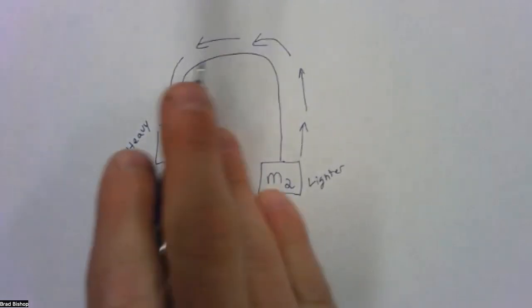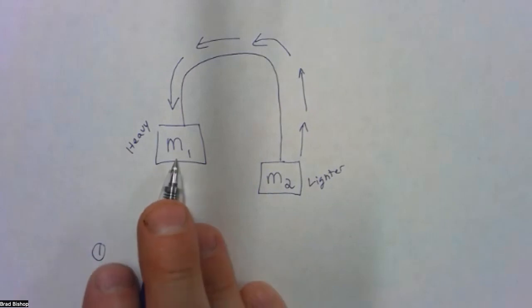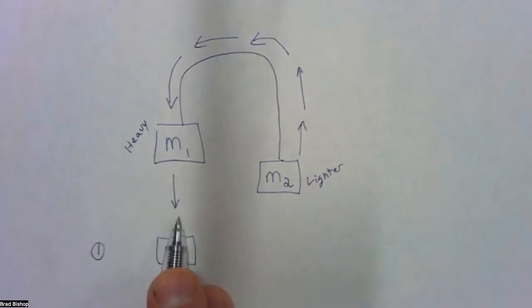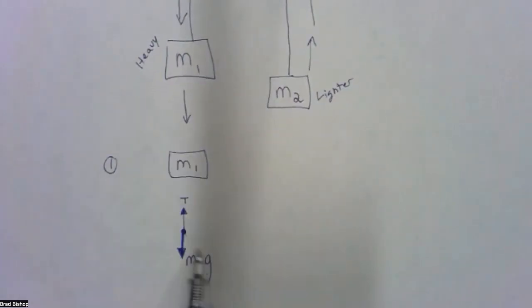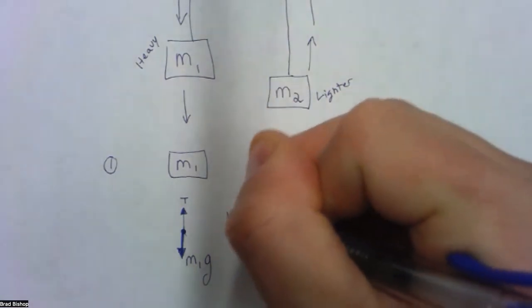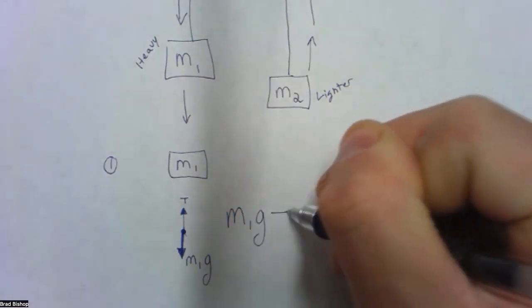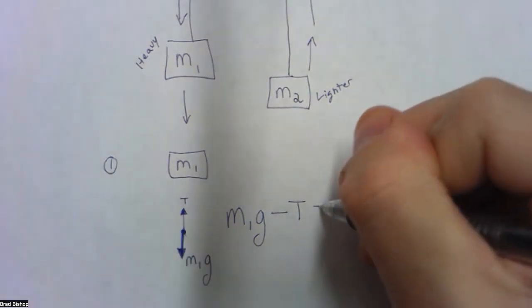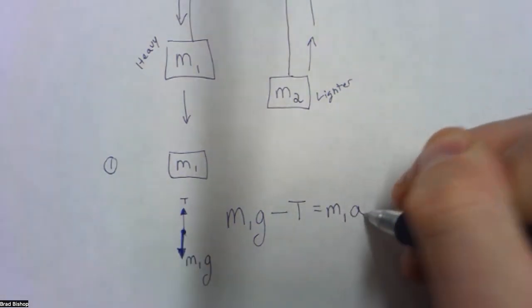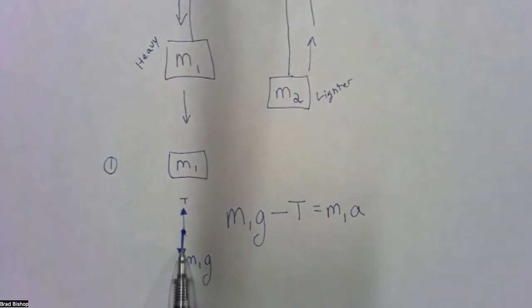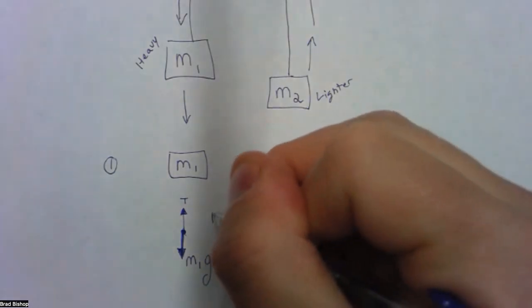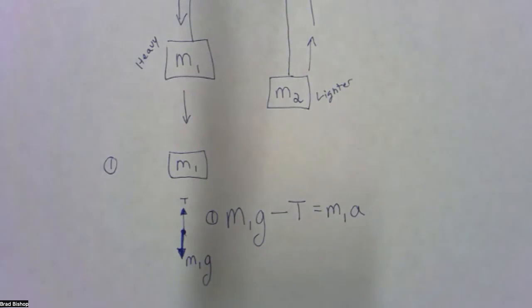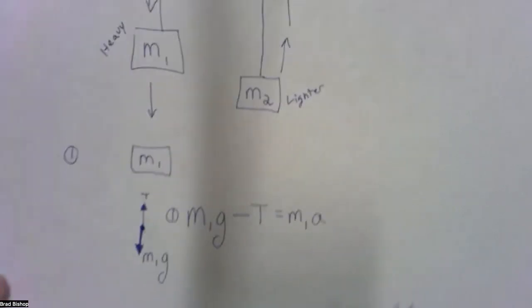Remember, I am calling down on the left, my heavier one, the positive direction. So what is my net force? It's going to be M1G minus tension, so minus T, equals M1A. I'm only looking at M1, and I get this equation. This is going to be my first equation here. And that's it.